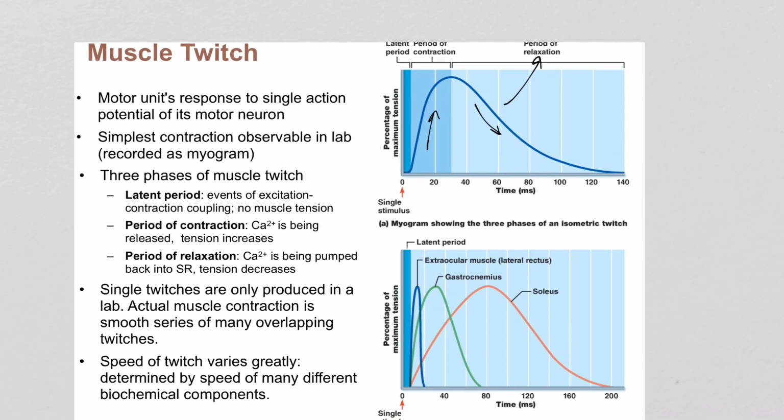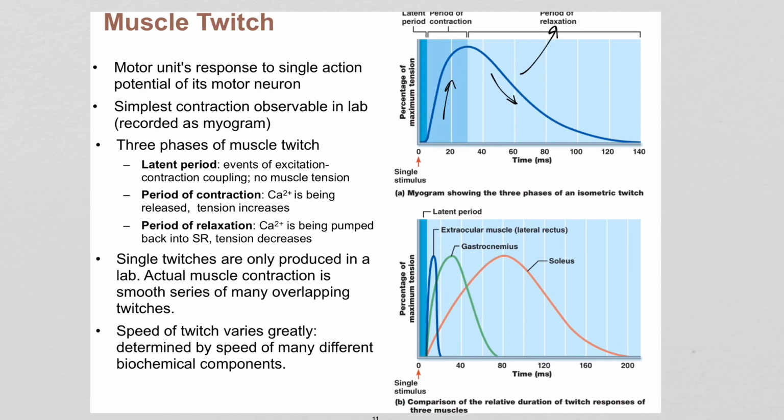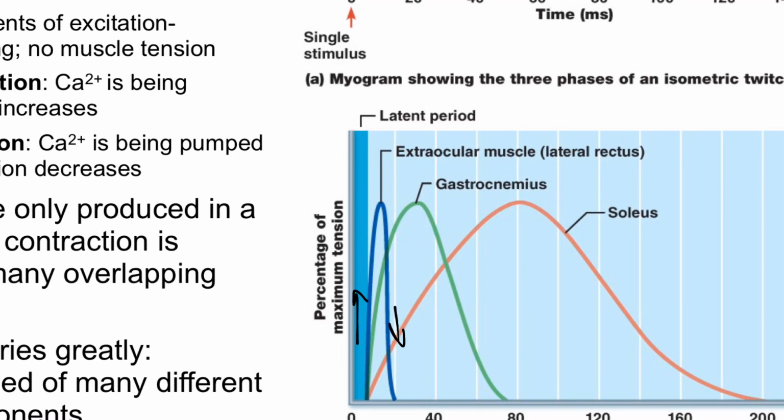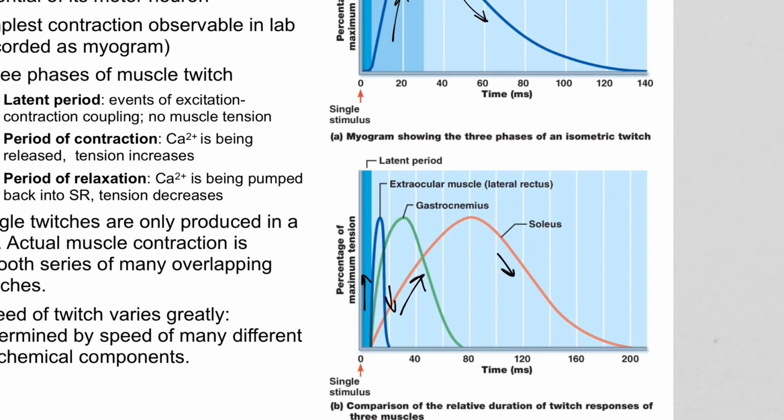Some muscles, or muscle fibers more specifically, are fast twitch, which means they contract and relax very quickly. Other muscles are slower twitch, which means they contract and relax a bit more slowly. And there are benefits to both.